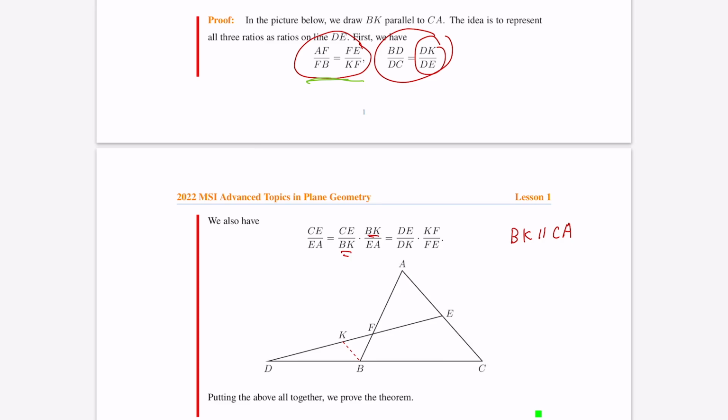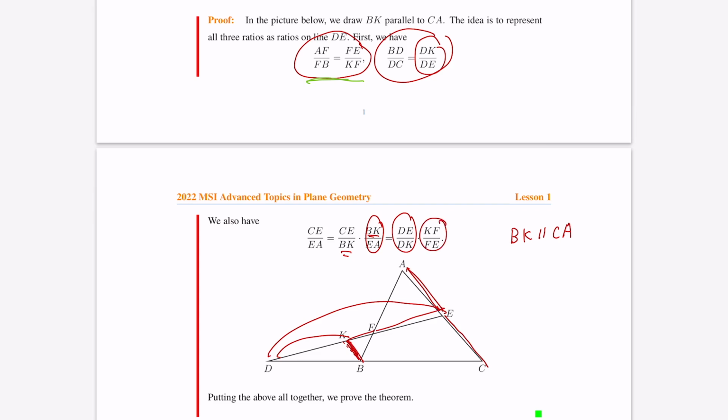Once you do that, you see that CE over BK, where you have a pair of similar triangles, is equal to DE over DK. So the first part is converted to a ratio on the line DEF. How about BK over EA? Again, BK over EA is equal to KF over EF.